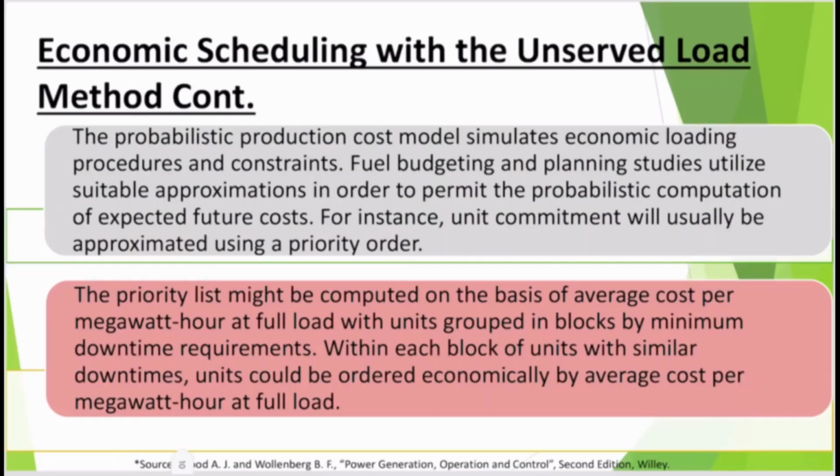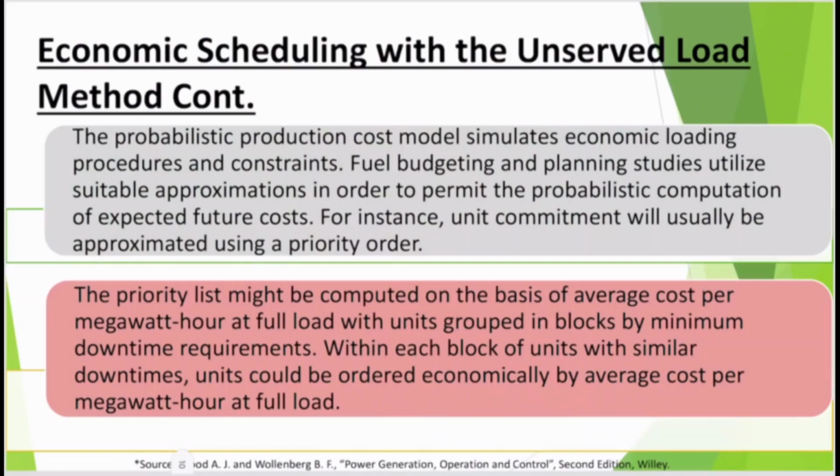For instance, unit commitment will usually be approximated using a priority order. So in case of unit commitment, instead of switching on all the units, we only commit those units which are economical, and by adding those units, the total load is close to my generating capacity. So we call the cheapest unit first, operate it, then call the next cheapest till my total load is met. And this is also known as the priority listing based unit commitment approach.